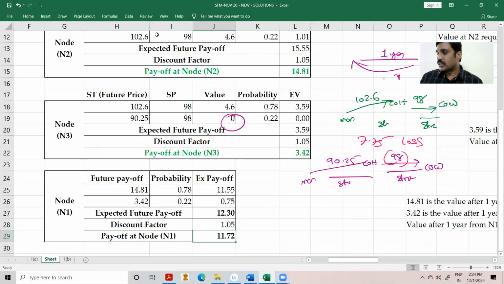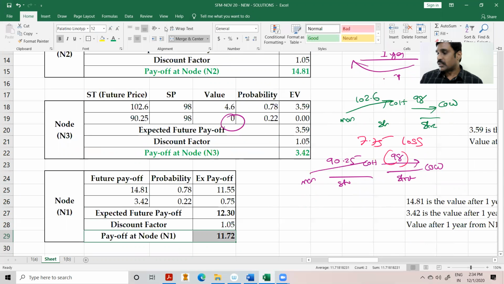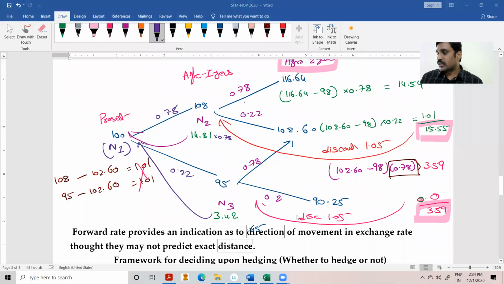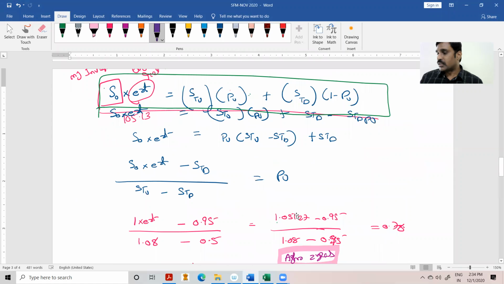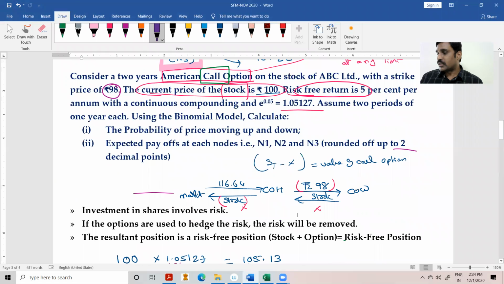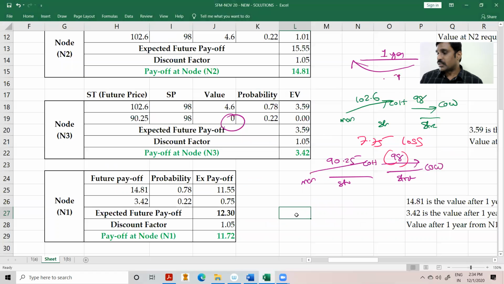Okay, this is the point. Now, the important point here is what is another purpose of calculating 11.72? One purpose is to find the premium that a call option writer should charge. Till now we have been looking at the call option holder, but that 11.72 is the expected profit to the call option holder, which is nothing but the expected loss to the call option writer.